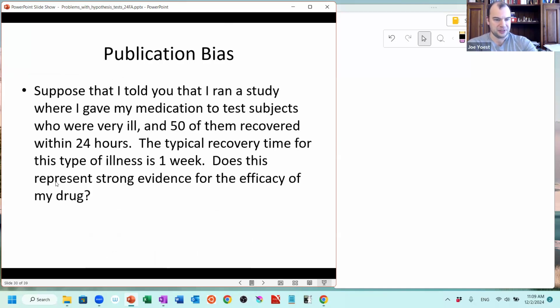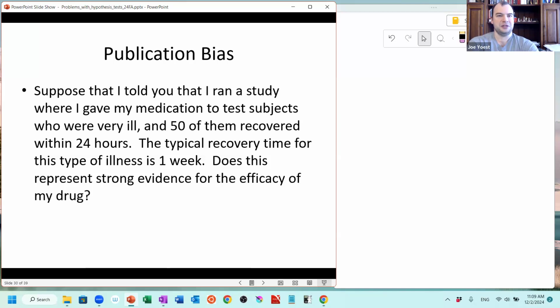Okay, so I think that was the last really big point. A couple more points. One on publication bias. So let's look at an example here. Suppose I told you I ran a study. I gave my medication to test subjects who were very ill. 50 of them recovered within 24 hours. The typical recovery time for this type of illness is 1 week. Does this represent strong evidence for the efficacy of my drug?